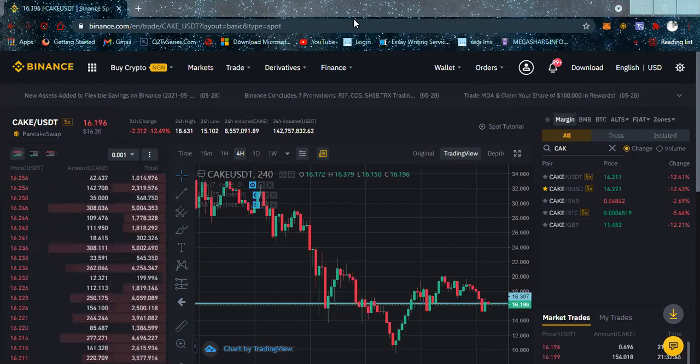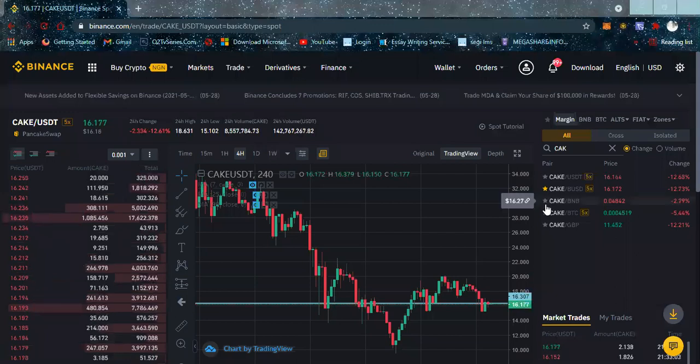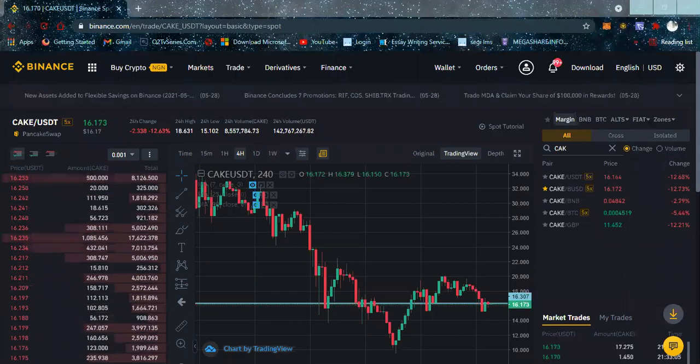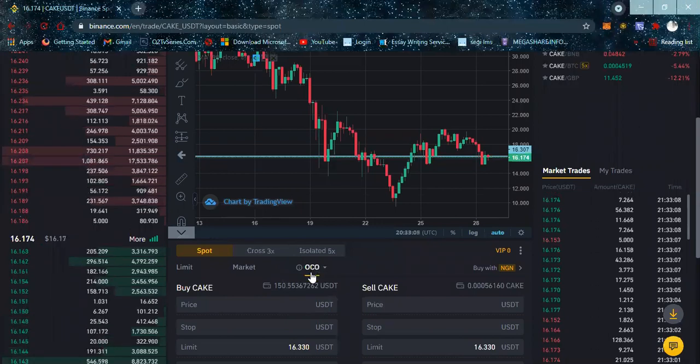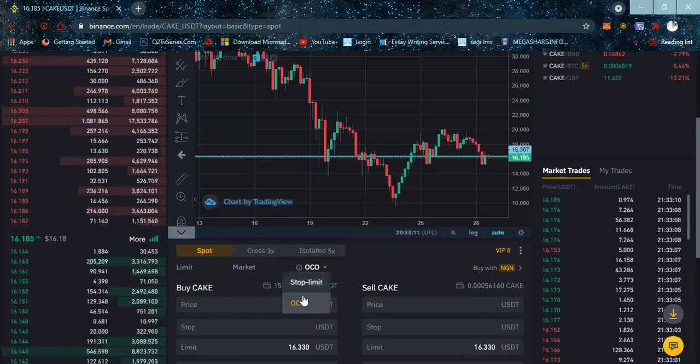Okay, guys, let's do this. Now, OCO is a very powerful tool. I hardly use it though. So OCO means one cancels the other, right? Under here you see your stop limit and you see OCO.